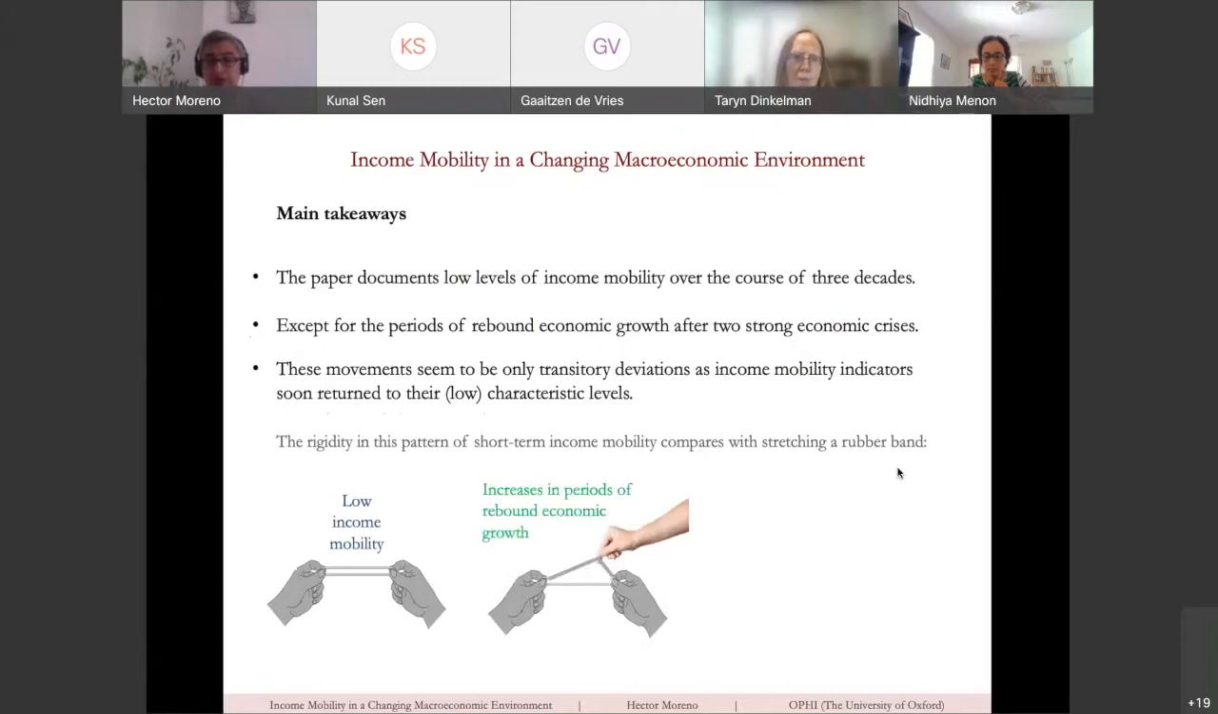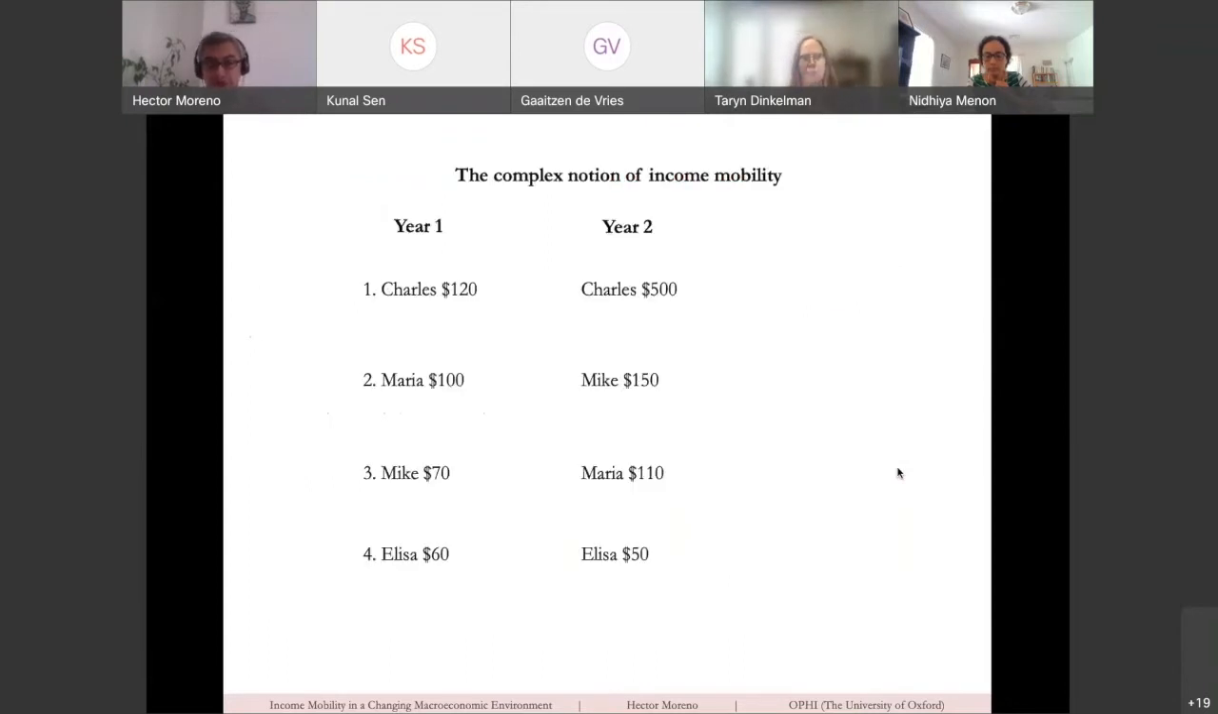Then we observe that this increases in periods of economic rebound after economic downturns, but then we return to the characteristic levels, which are very low. So let me describe the complex notion of income mobility. And to do that, let me use a very simple example for the sake of time. I hope I will not miss a lot of precision on this example.